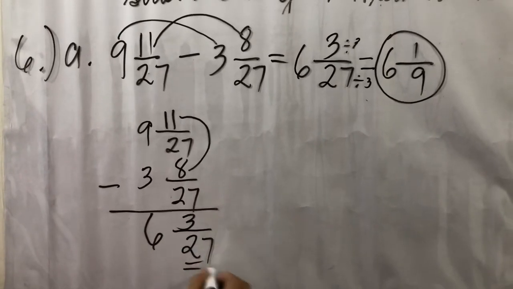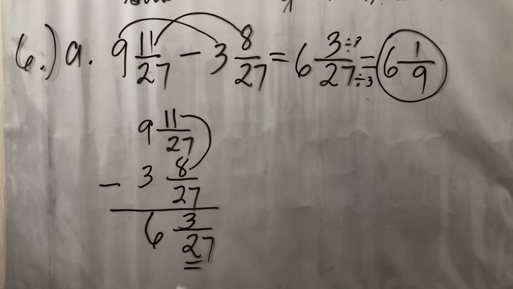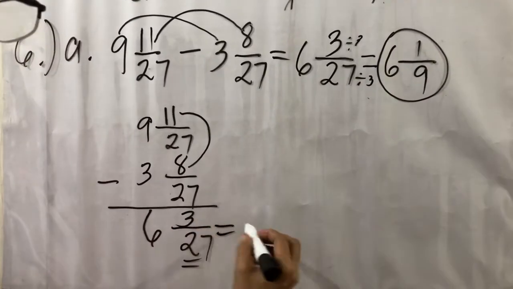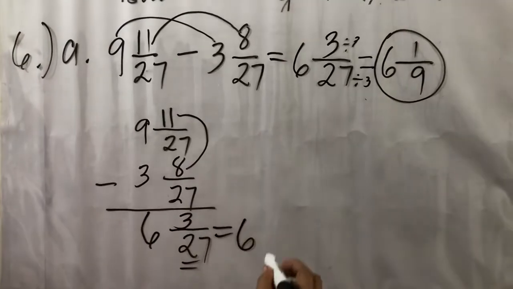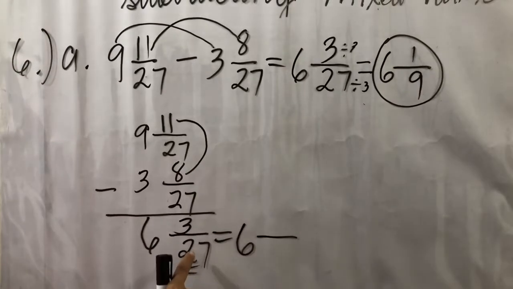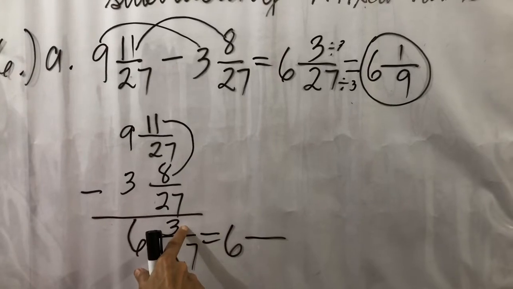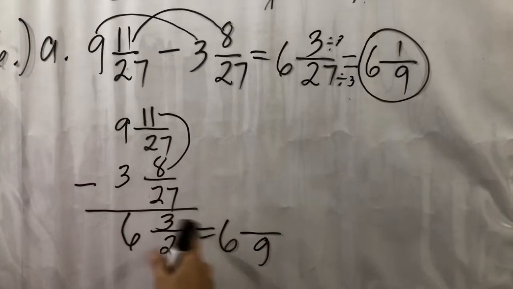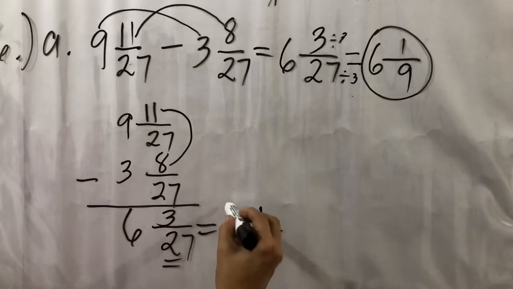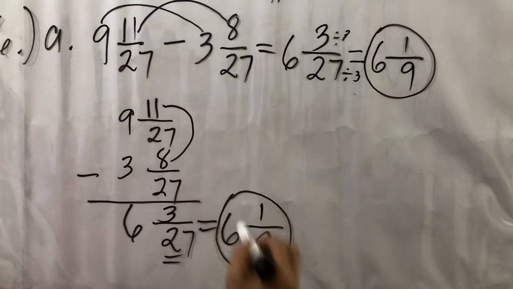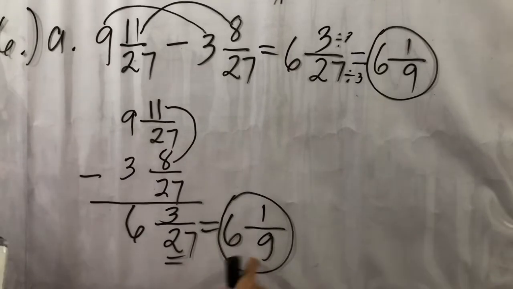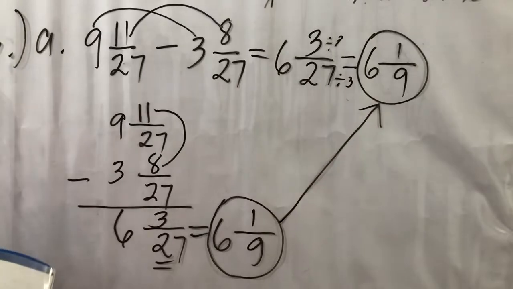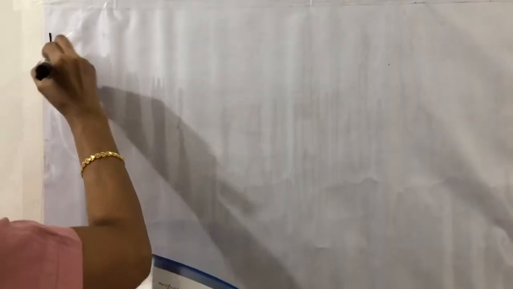So, you see the fraction. We have 3 over 27. You write the sign equal. You write the whole number 6. And then you divide. 27 divided by 3. The answer here is 9. 3 divided by 3, that is 1. So, the answer is 6 and 1/9. So, the same. Also here, we have 6 and 1/9.